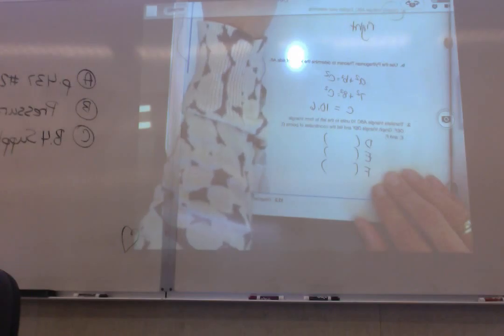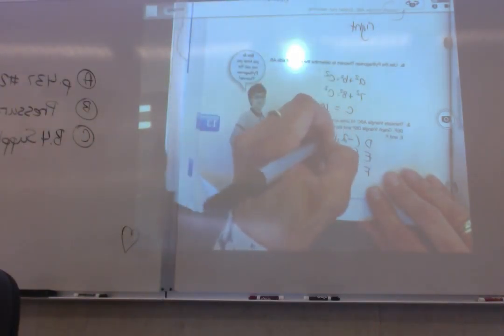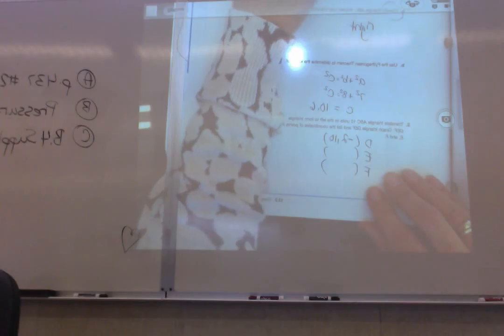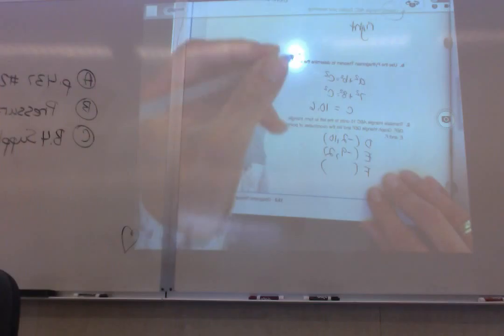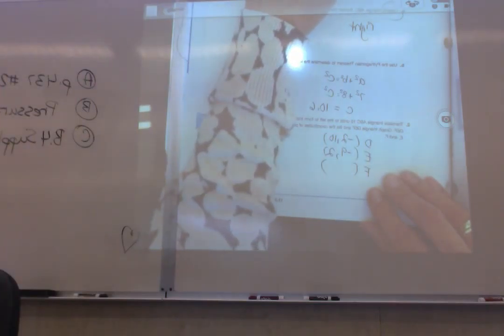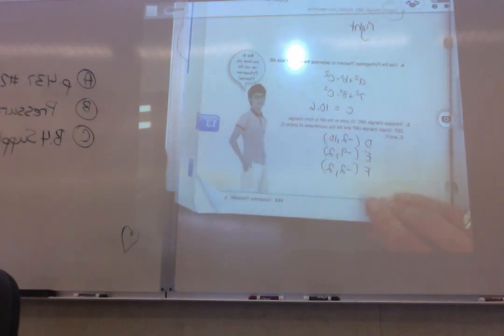D is 2 to the left and 10 up. E is, here's negative 8, so that looks like negative 9, and 2 up. And F is negative 2, 2 up. Are you with me so far?